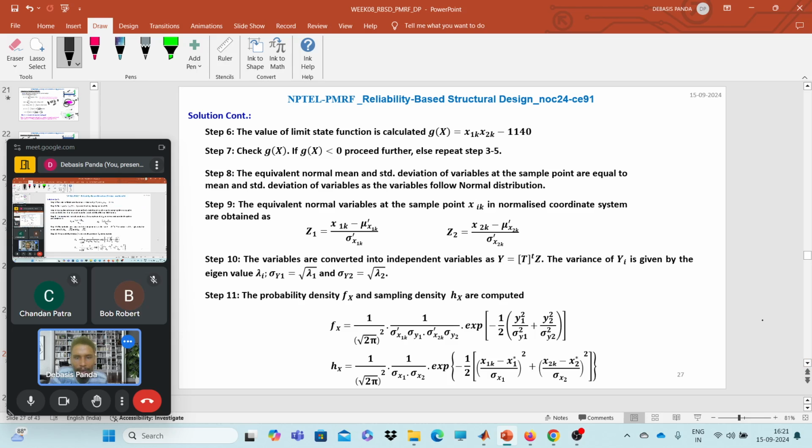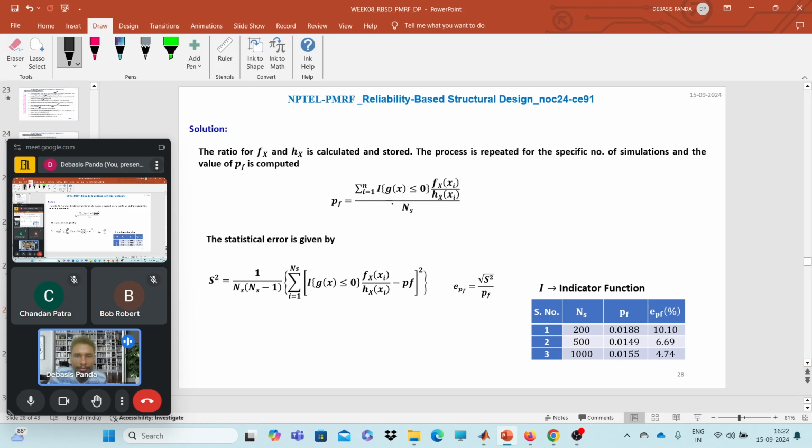Now once I define the region, the thing is very easy. We need to calculate the f(x) and h(x) values, that means the function itself and the importance sampling density, which we can easily calculate because we have the random variables and extra points. Once we have all these values, I can calculate the probability of failure. Similarly, I need to generate that many samples and count them, and we can check the probability of failure. So here we can see that for 200 samples, the probability error is 10, and if we increase the number of samples, the result is getting better and better.